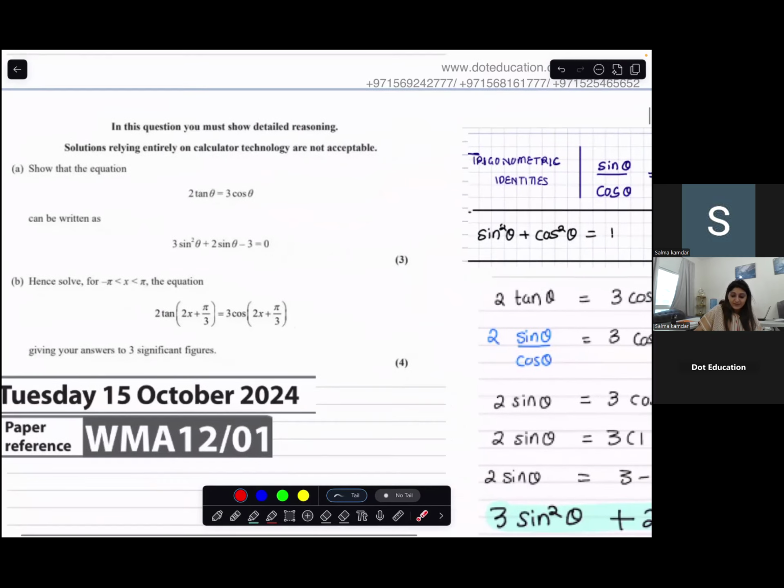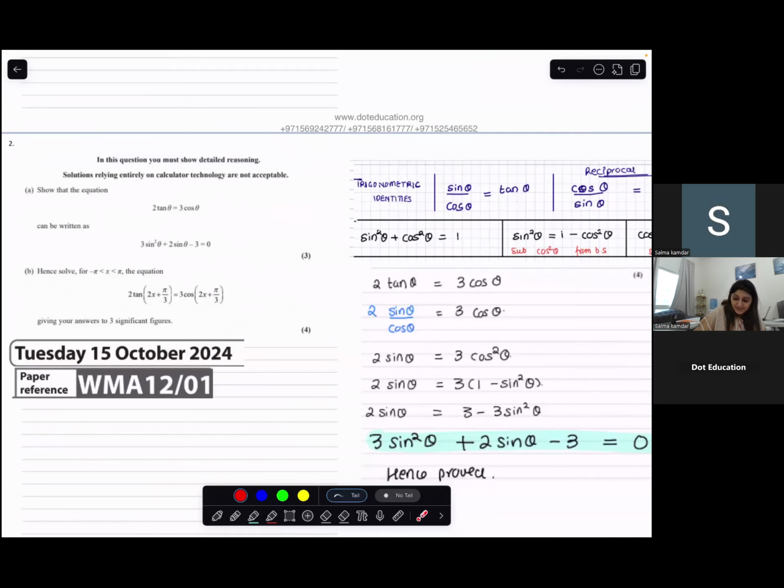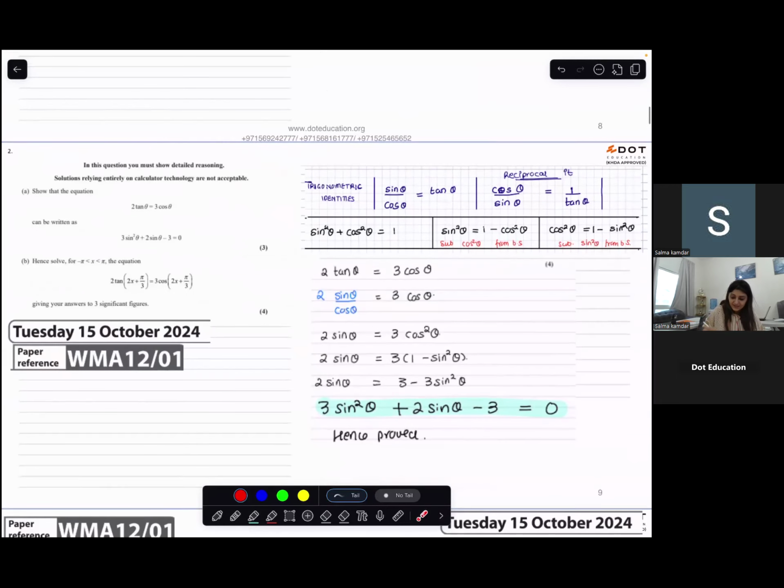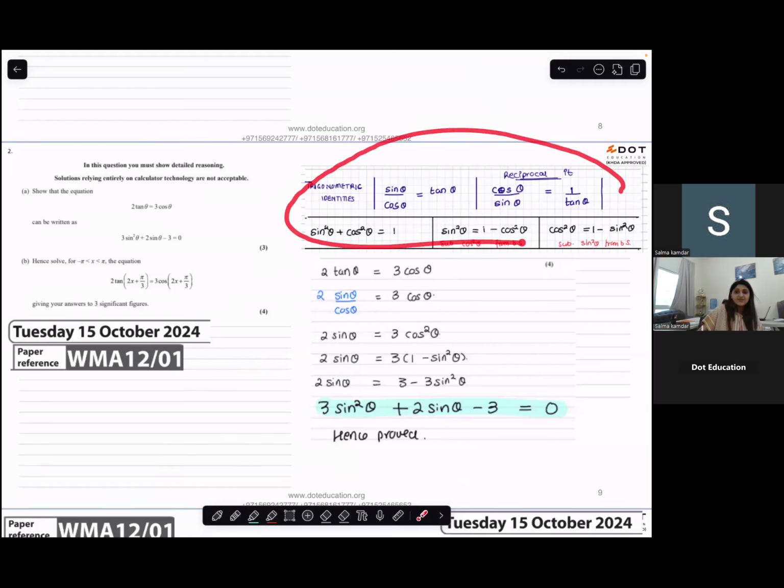Whenever you're doing any question that is relating to trigonometric identities, the first thing that you do is I want you to write down all these 5 equations, the things that we can use. I hope you're with me. I'll go ahead. You have the first thing that says that your 2 tan theta is equal to 3 cos theta. Are you with me?